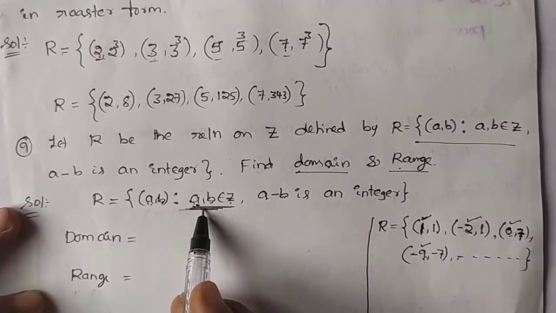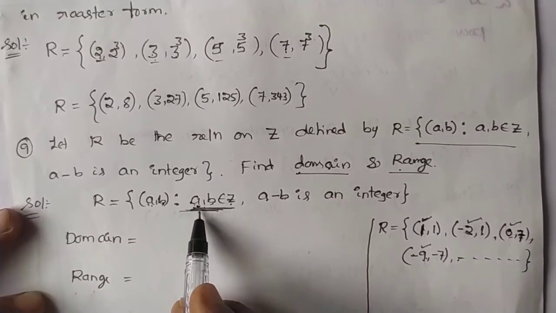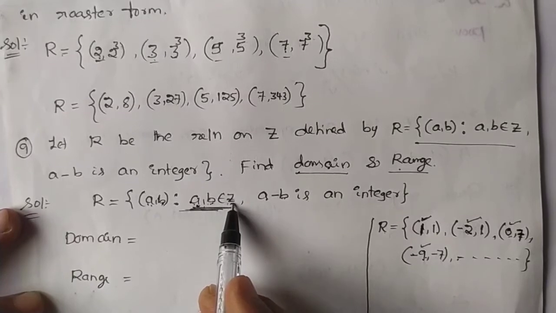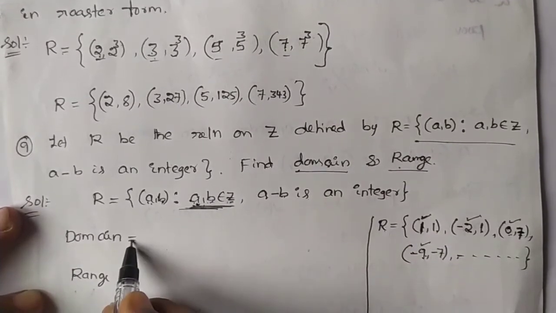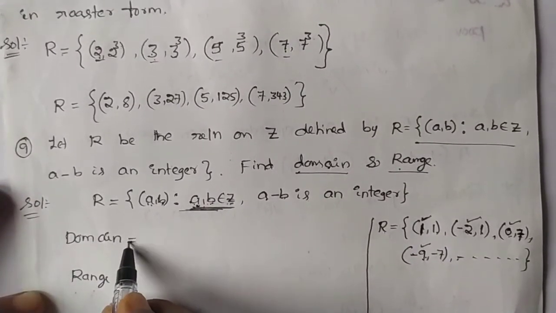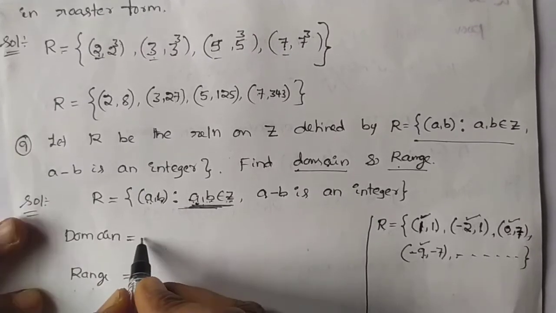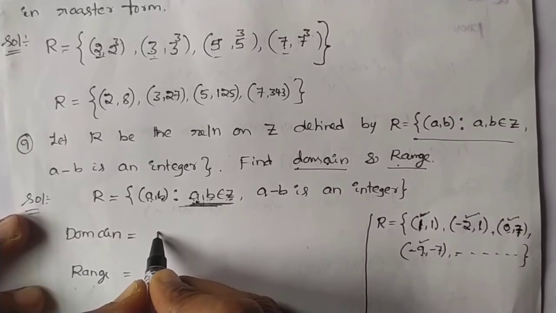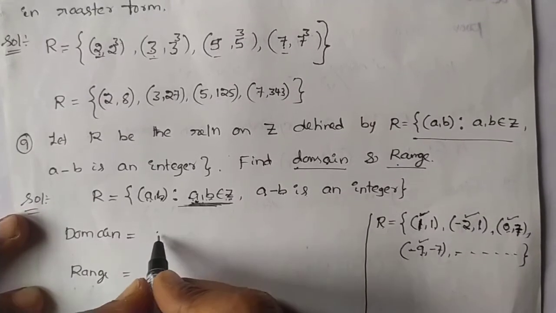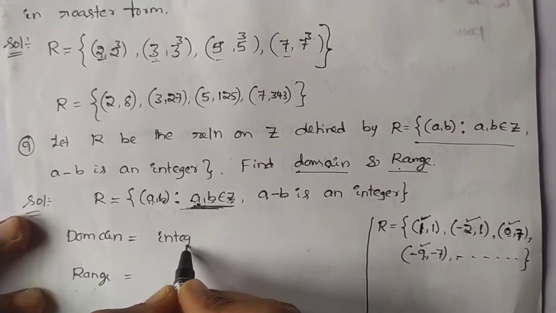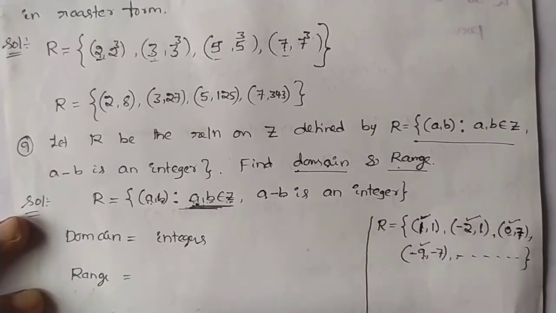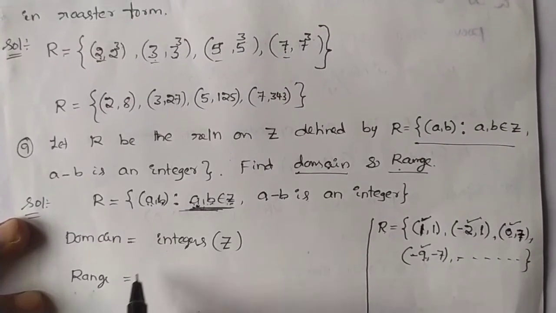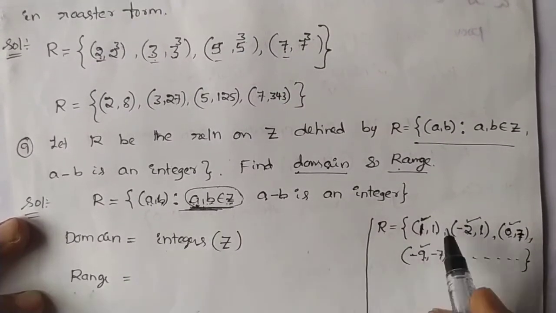In the question itself he gave the hint: a, b belongs to Z. Z is nothing but what? Integers. Then domain is also integers. Therefore the domain of this relation is integers. Domain of the relation R is integers, which is denoted by the capital letter Z. Range is also an integer. If you want to check, you can check.